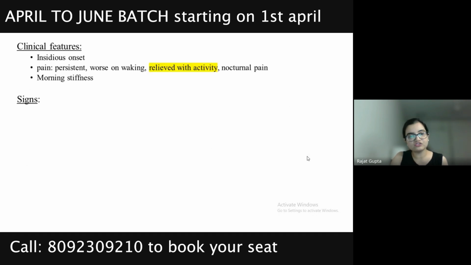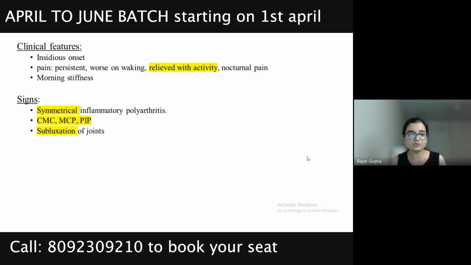Now, the clinical features are exactly opposite to osteoarthritis. In osteoarthritis, we learned that it's worse with activity. Rheumatoid arthritis is relieved with activity. In rheumatoid arthritis, morning stiffness is present, and it is usually more than 30 minutes. Now, what are the signs? We'll see symmetrical inflammation, so we'll see symmetrical swellings. Most commonly, it affects your metacarpophalangeal joint as well as your proximal interphalangeal joint. And sometimes it also affects the carpometacarpal joint.